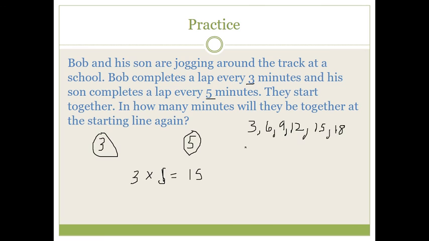Now I could start making the list for his son. He completes his first lap after 5 minutes. Then it would be after 10 minutes. Then it would be after 15. Wait, stop. At 15 minutes, Bob is passing the starting line and also his son at the same time. So that's what we said. They'll be together again at the 15-minute mark. And that's just a least common multiple problem of finding the least common multiple between 3 and 5 in this case.